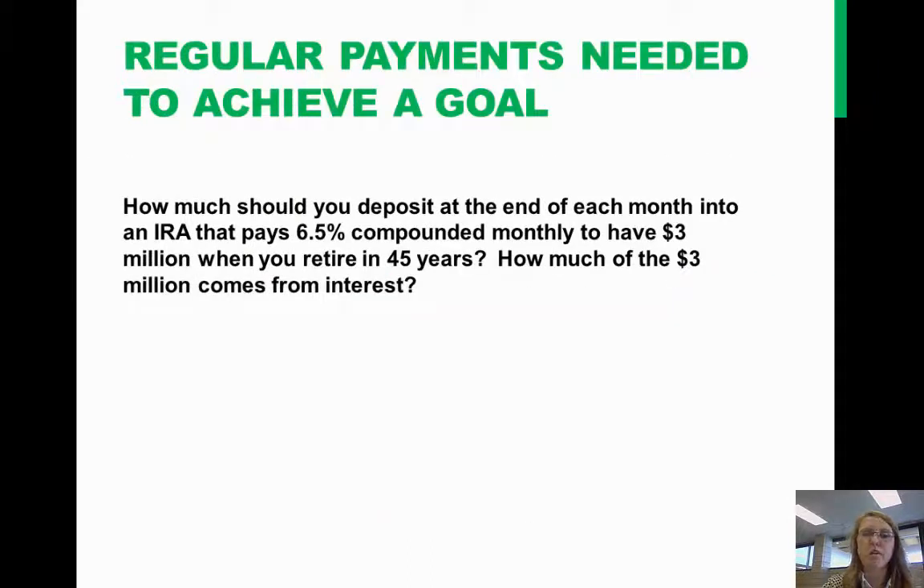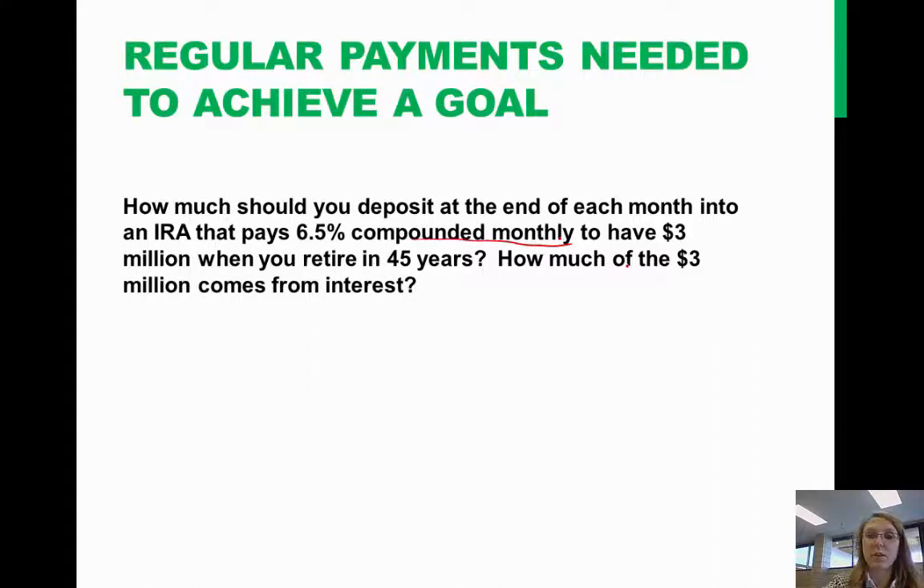Okay, so I have one more example to show you, and in this time we know what the total is that we want to achieve, but we don't know what the payment should be in order to achieve it. So we're going to use the same formula but kind of work our way backwards. How much should you deposit at the end of each month into an IRA that pays 6.5 compounded monthly to have $3 million when you retire in 45 years?